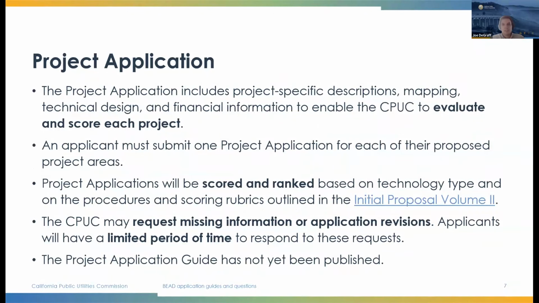The project application is much more like an engineering and financial submission for a specific project area. It will start out by creating a project area by selecting PAUs, or project area units, on an interactive map, and then filling out information specific to that project. So it includes things like shape files of the design, the overall cost and BEAD match, everything specific to a project. Now, this one is ranked and scored according to the IPv2, the initial proposal, volume 2. Same as with the pre-qualification, CPUC will request missing information or any revisions through the same process as the pre-qual.